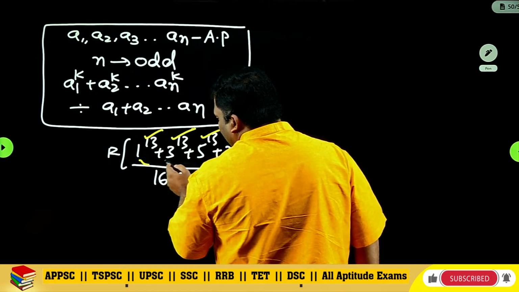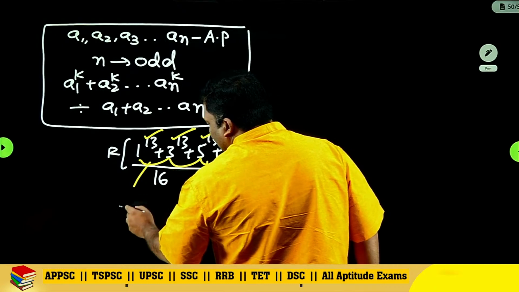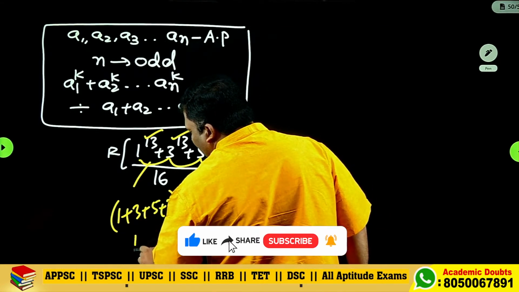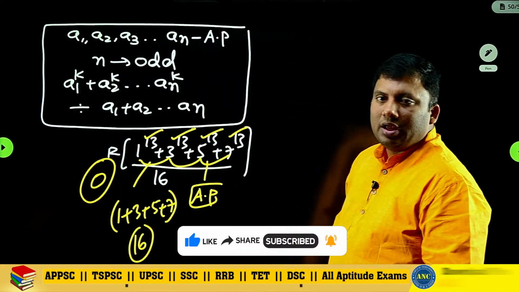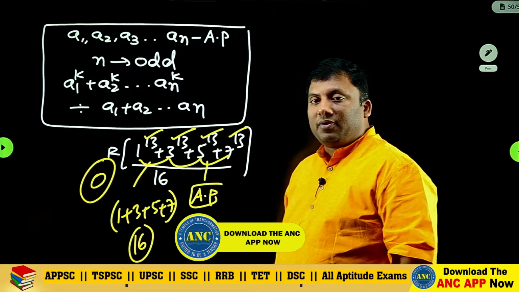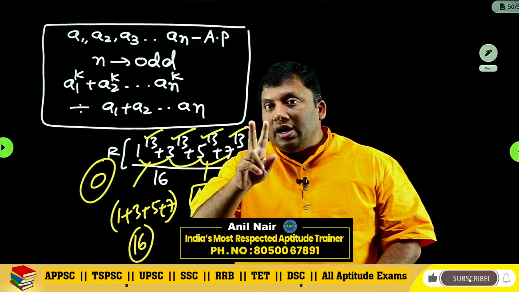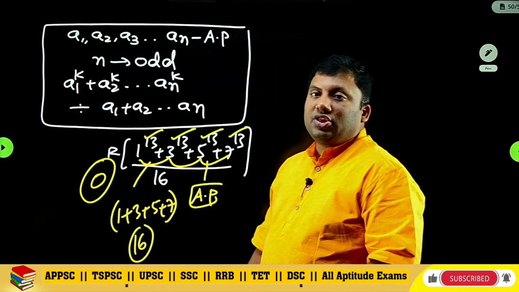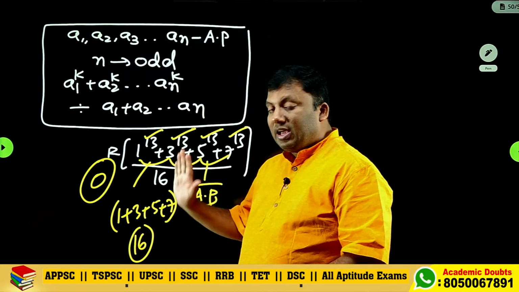Yes. 1, 3, 5, 7 are in arithmetic progression. Yes. Then it is divisible by the sum of the bases. 7 plus 5, 12. 12 plus 4, 16. So the answer is 0. The bases should be in arithmetic progression. Two conditions it should satisfy: the bases should be in arithmetic progression, and the power should be an odd number. Then it is divisible by the sum of the bases.